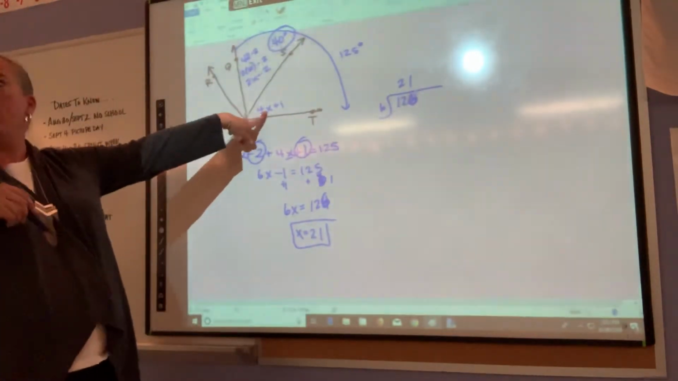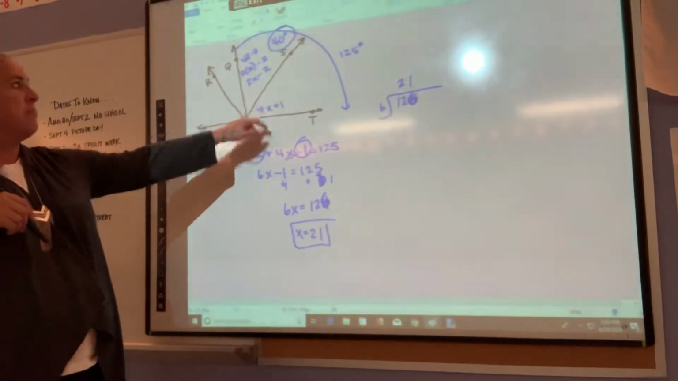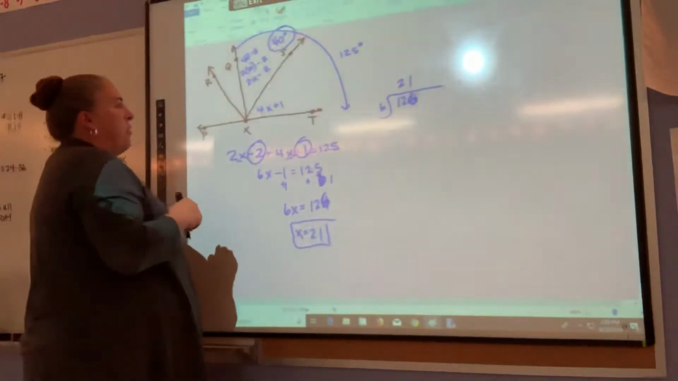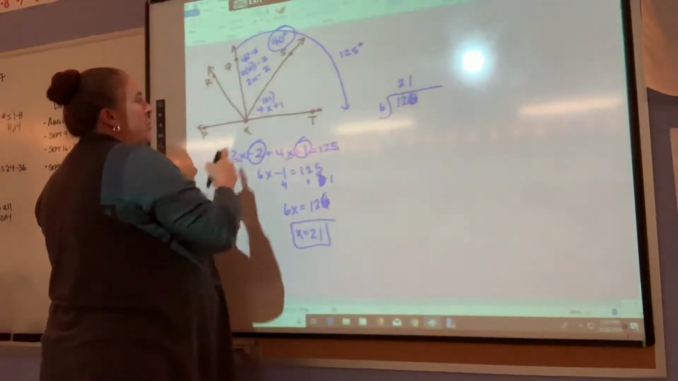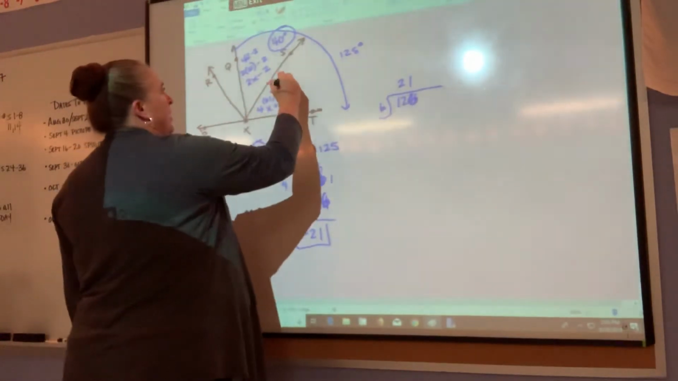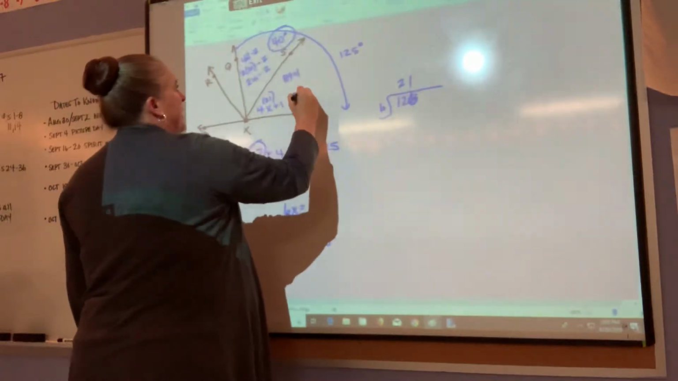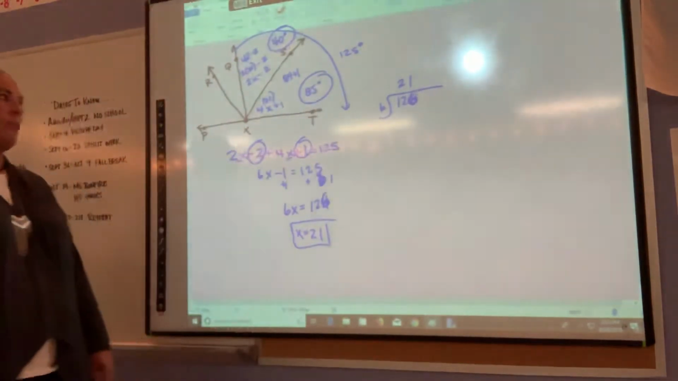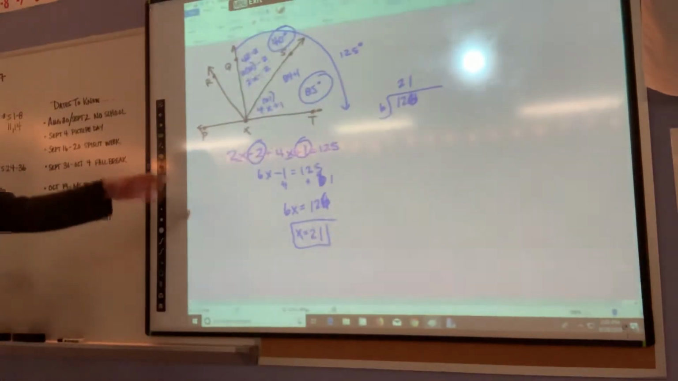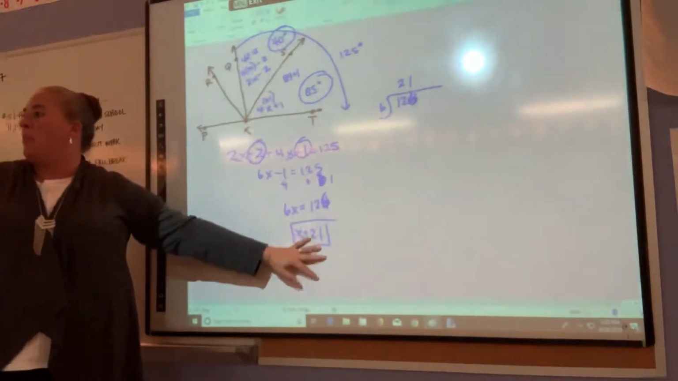Now, what do I do to figure out this guy? Subtract 40 from 125, or you can do 4 times 21, add 1. 4 times 21 is 84, and 84 and 1 is 85. Does that give me 125? Yeah. This is gonna be really similar to some of the problems at the very bottom of your assignment today.